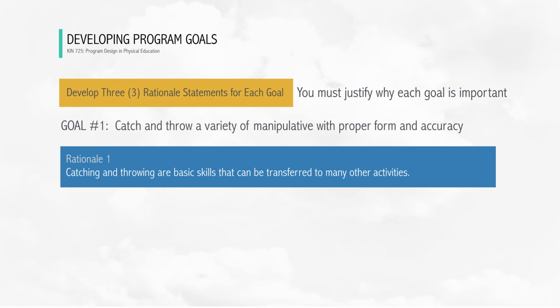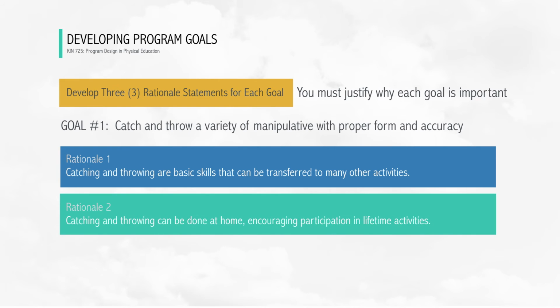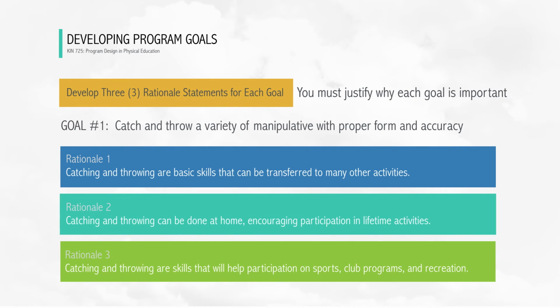Why do we want to cover this? Why did we list this? And our first rationale statement may say something like this. Catching and throwing are basic skills that can be transferred to many other activities. We can have a second rationale statement that says catching and throwing can be done at home, encouraging participation in lifestyle or lifetime activities. And our third rationale statement could say catching and throwing are skills that will help in confidence towards participating in other sports, clubs, or recreational programs. And so you'll continue to create 3 different rationale statements for each goal that you've developed.